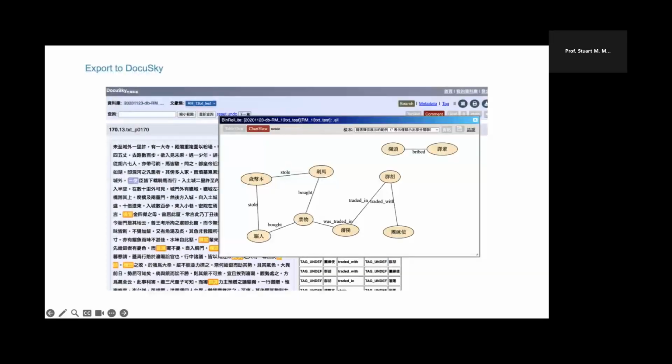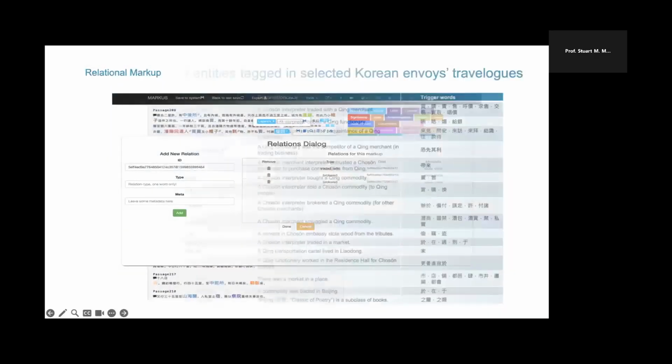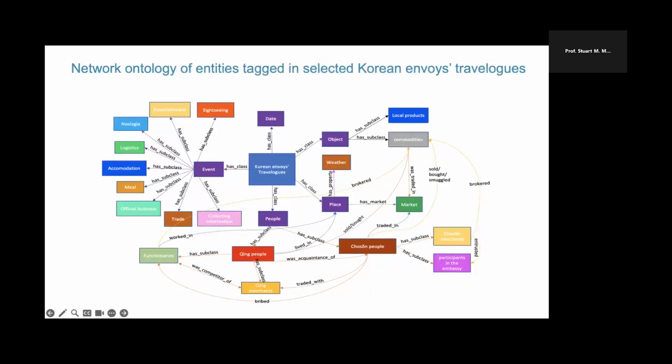But before we build systematic relations between different entities, we first need to build an ontology of the entities tagged in travelogues, because I have tagged more than 1,000 entities in 10 travelogues. If I need to systematically mark up their relations, of course, I need a mind map. If I put it in a simple way, I call it a mind map, but in information science, we call it ontology.